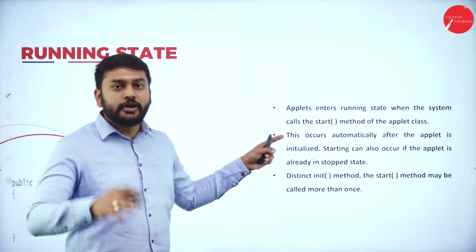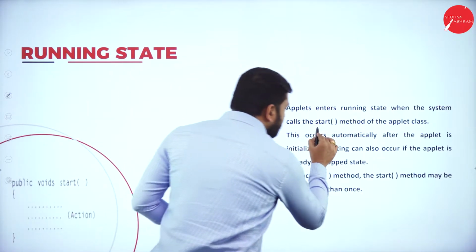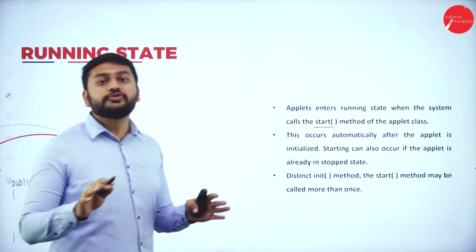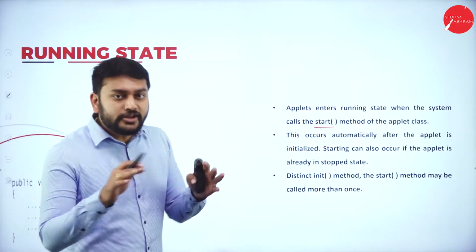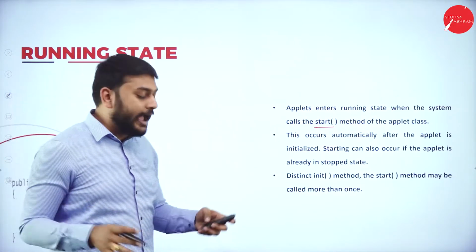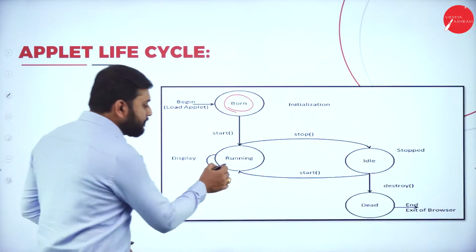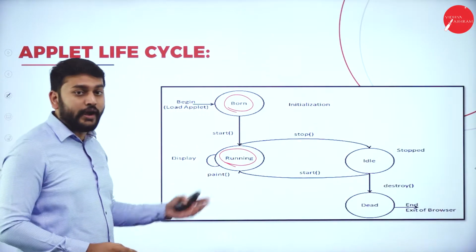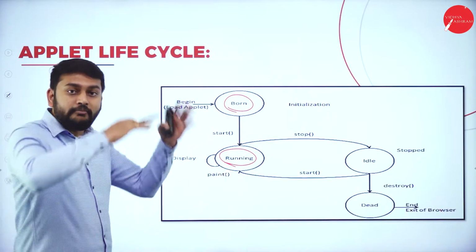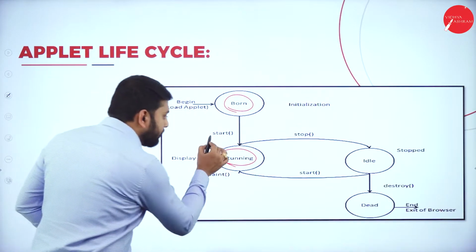So I will be using a method called start. So please observe, I'll be using a method called start. So I would like to show you the diagram back again. So guys, remember this diagram. So I'm discussing this running state. To have this running state, from the newly born state, I'm using a method called start.